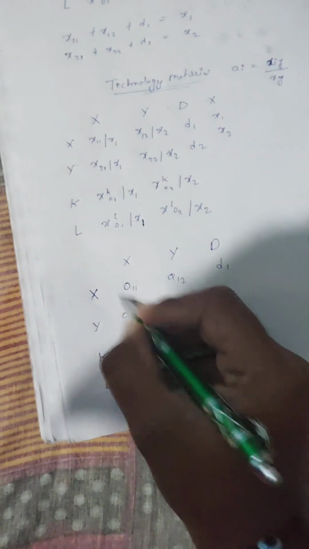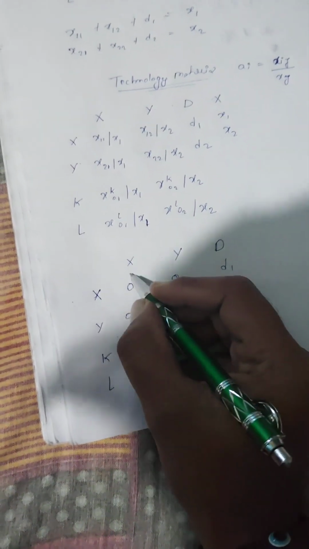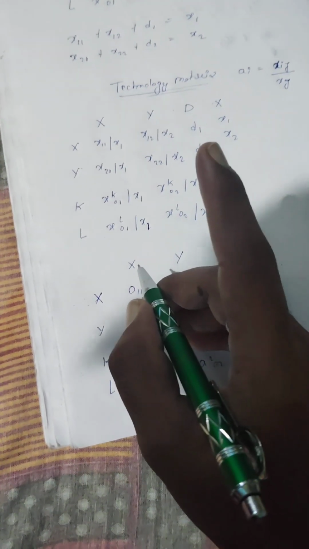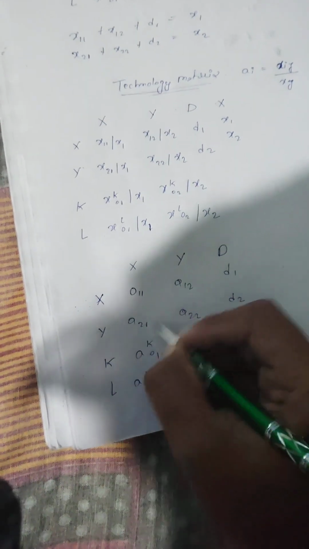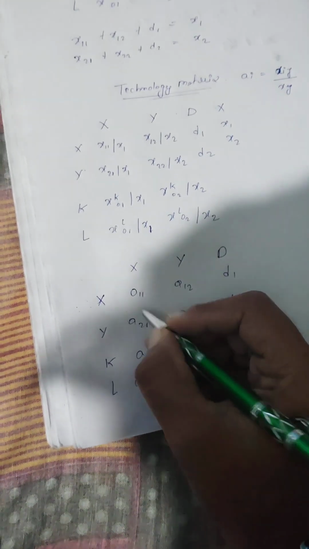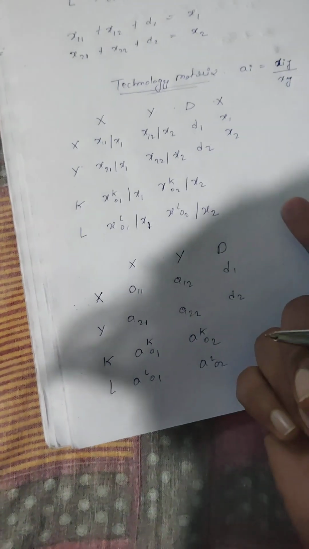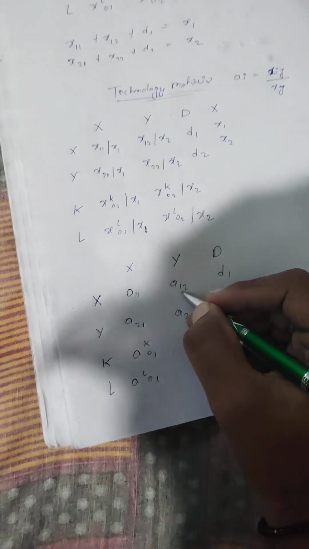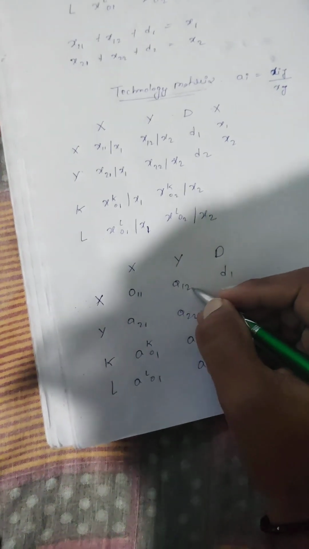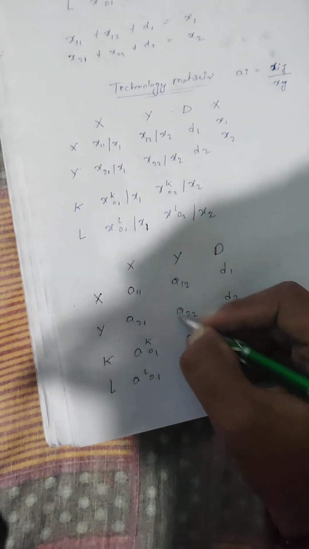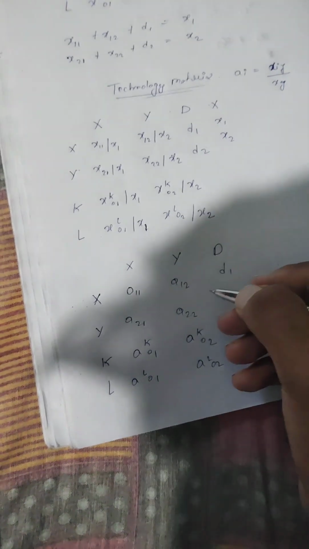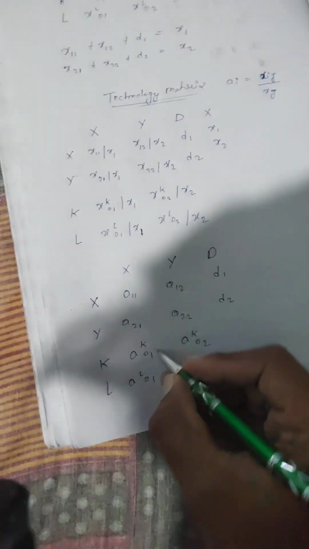Okay. So A11 is the amount of output of the first industry used by the first industry in order to produce 1 unit of output. A21 is the amount of output of the second industry used by the first industry in order to produce 1 unit of output. A12 is the amount of output of the first industry used by the second industry in order to produce 1 unit of output. A22 is the amount of output of the second industry used by the second industry to produce 1 unit of output.